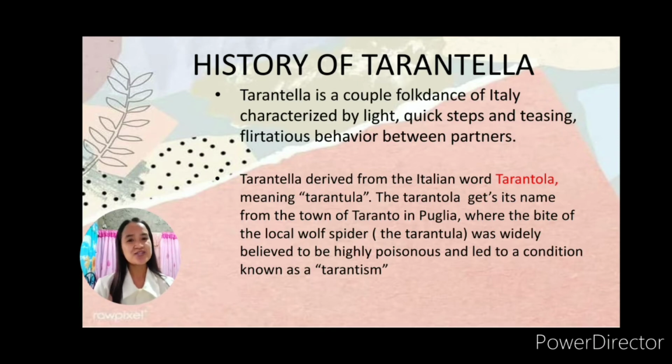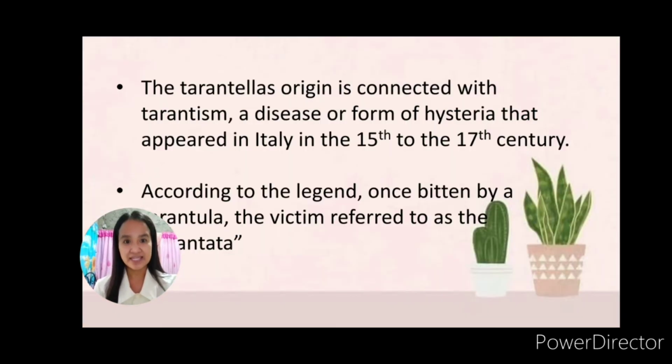meaning tarantula. The tarantula is a large species of spider. So, the tarantula gets its name from the town of Taranto in Puglia, where the bite of the local wolf spider, or the tarantula, was widely believed to be highly poisonous and led to a condition known as tarantism. So, if you are bitten by the tarantula, it is said to be poisonous and it is called tarantism.